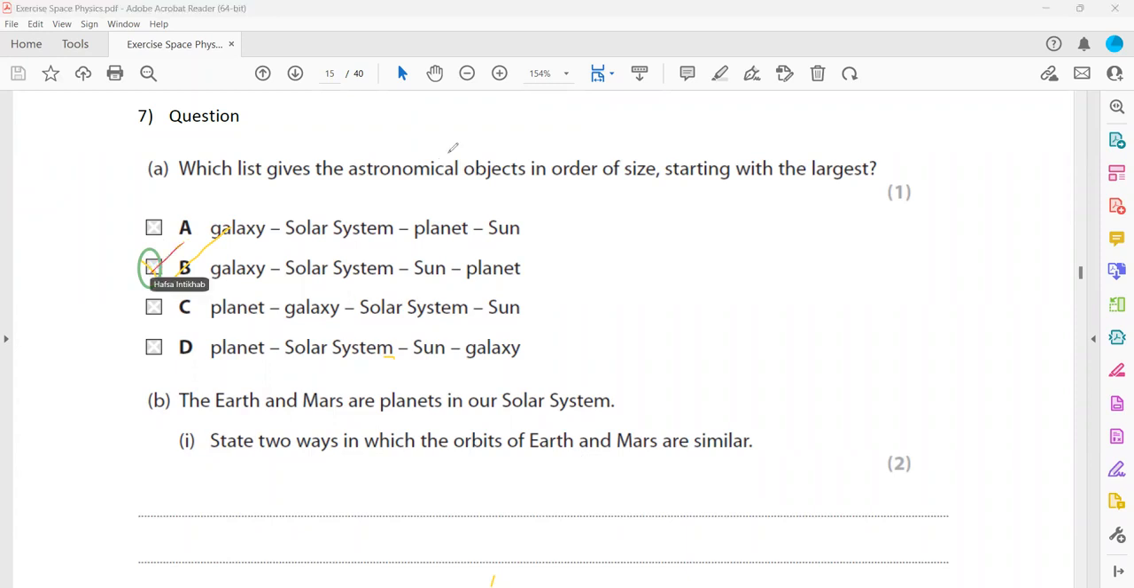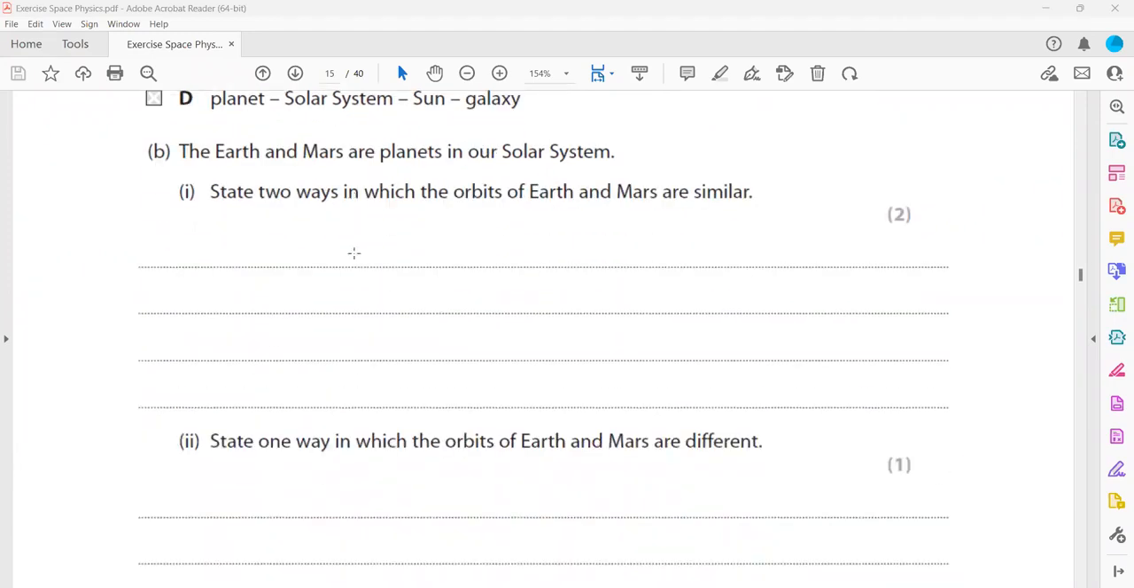First we have galaxy, and inside the galaxy we have solar system. So for solar system, the main star is there, that's the sun, and then around the sun the planets are moving, so they're smaller in size. So this is the order starting with the largest, and then we decrease the size.